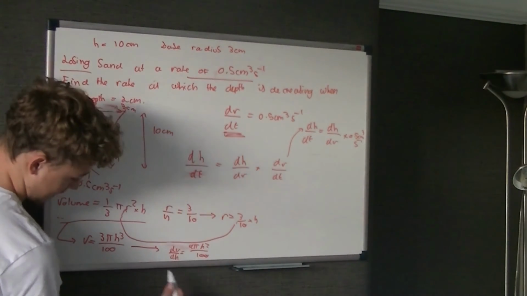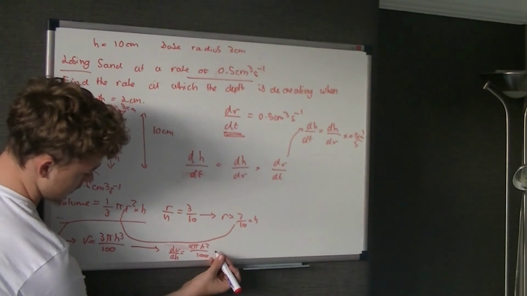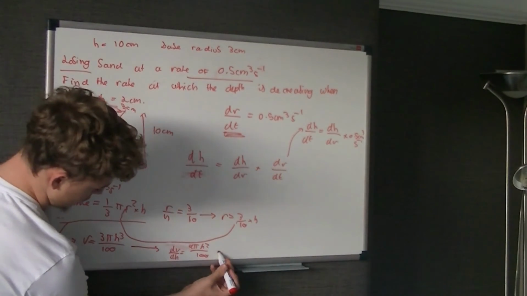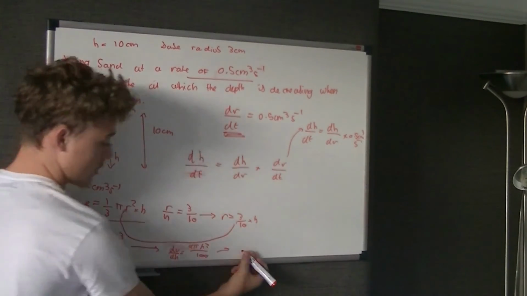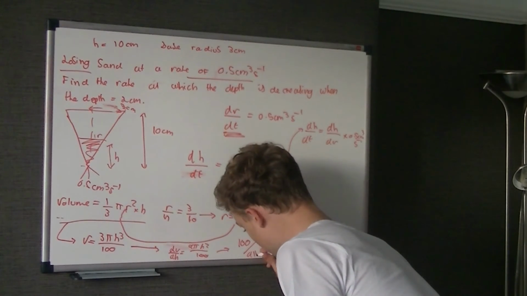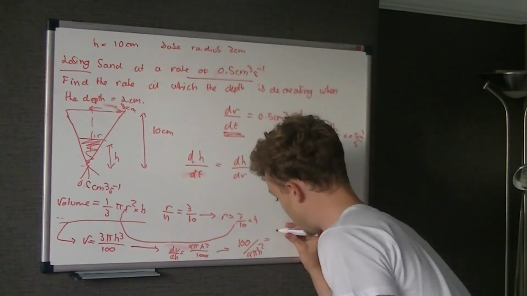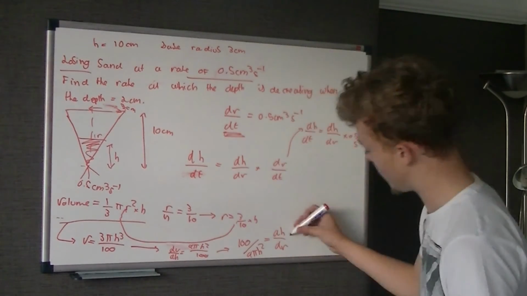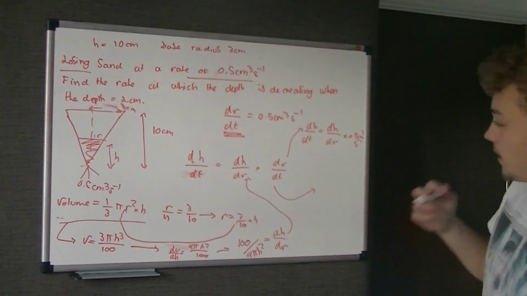Because we know 1 over dH by dV is equal to dH by dV. Basically, if you do 1 over that, you flip the fraction, a reciprocal there, so move this out of the way. So 100 over 9 pi times the height squared is equal to 1 over dV by dH, which is equal to dH by dV, which is what we wanted.